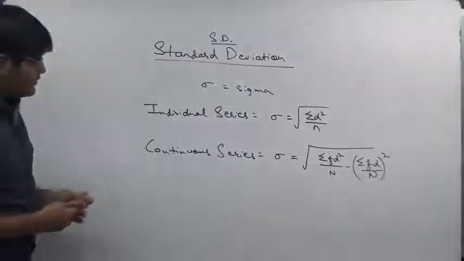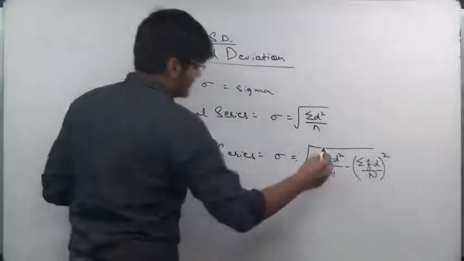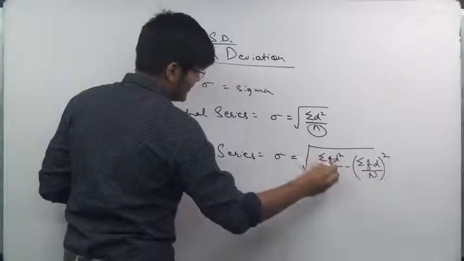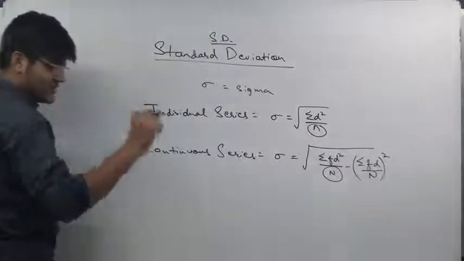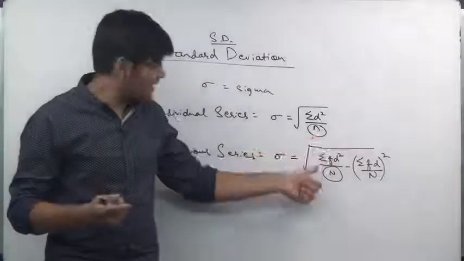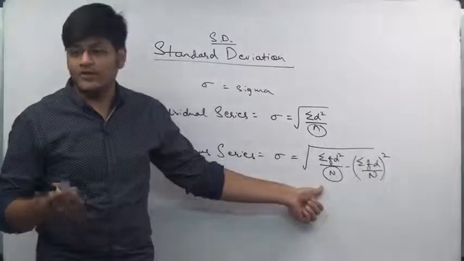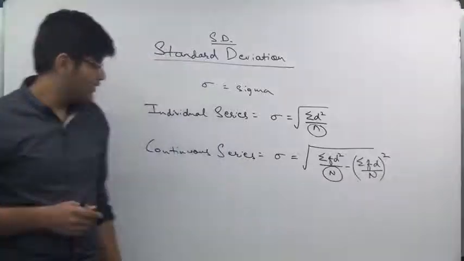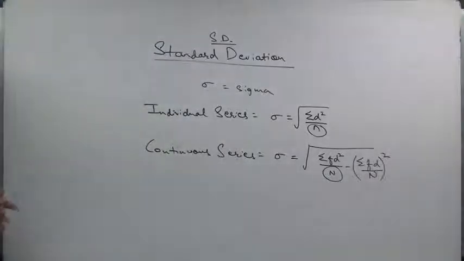Now before, in the previous topics and previous classes, I have told you the difference between small n and capital N. Just a brief recap. Small n is equal to number of observations and capital N is equal to total of frequency. So let's take up a sum first for individual series.